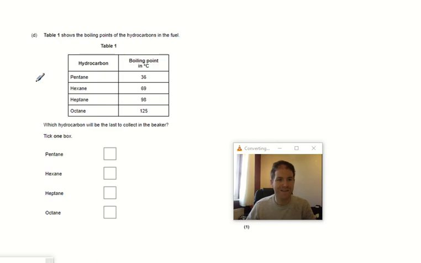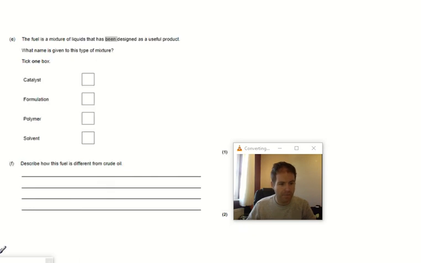Next question. Table 1 shows the boiling points of hydrocarbons in the fuel. We've got 36, 69, 98, 125. Which hydrocarbon is the last to collect in the beaker? Remembering that a higher boiling point is going to be one that comes out last. The one with the highest boiling point comes out last, so that must be octane.